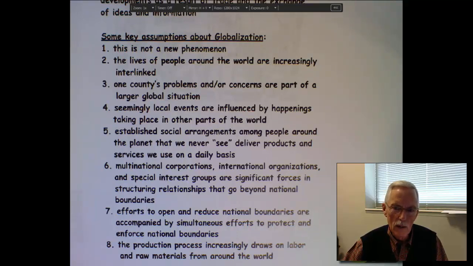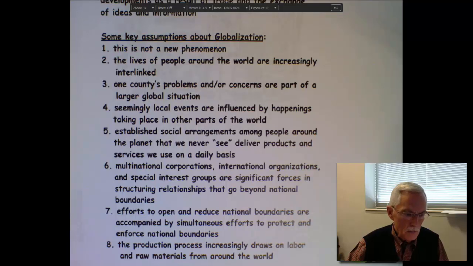And then last but not least, the production process is drawing more and more on labor and raw materials from all over the world. It's hard to say with absolute certainty, for example, whether a product is made truly in the United States. One who buys a Ford automobile or perhaps an RCA or Motorola television is likely to purchase something with less American workmanship than if he or she bought a Honda car or a Mitsubishi TV.